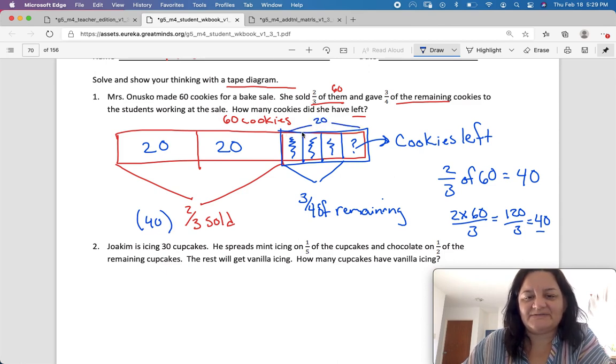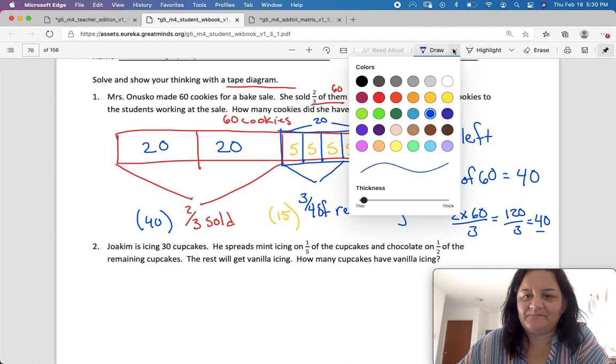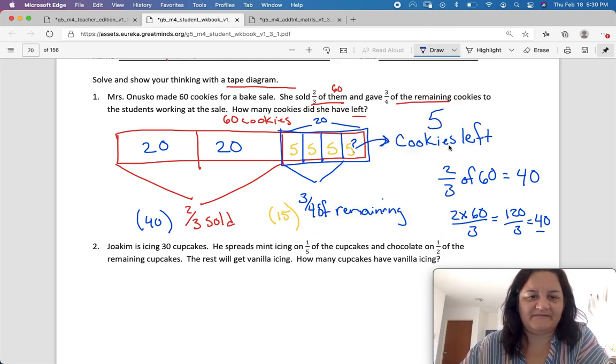Okay, so now I know this section, the blue section, is also worth 20. And now I've cut it into 4s. So 20 divided by 4 would be what? What does each of those smaller boxes mean? Okay, 20 divided by 4 would be 5, 10, 15, 20. Okay, that means she gave 15 of the remaining to the people who worked there. And then she had 5 cookies left. How many cookies left did she have? 5 cookies left. Awesome. Not too hard.